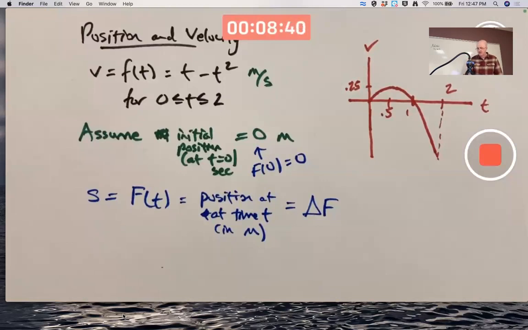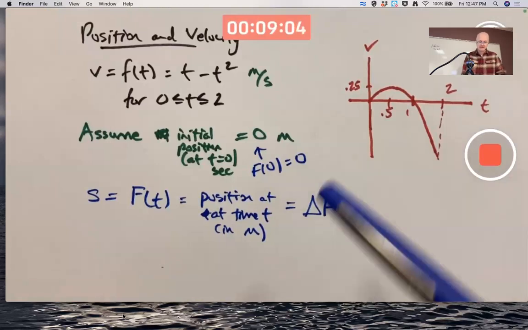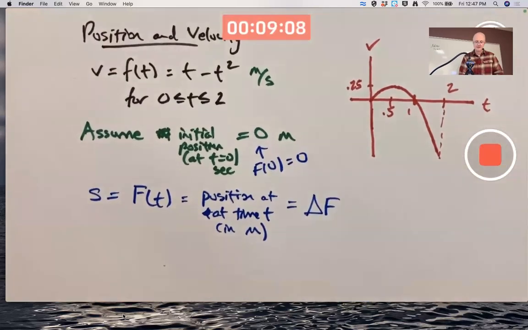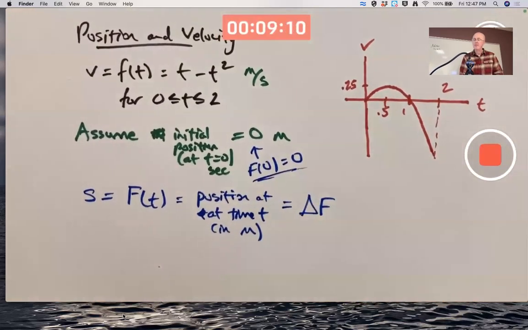If the ground is position 0 and I'm holding this ball, say 2 meters above the ground to start with, or maybe 1.5 meters, and I throw it upwards and it comes down and hits the ground, its change in position is negative because it ended lower than it started. But the final position is 0 because the ground is height 0. But again, because this is true, then that's true. F of t is the same as the change in f, because f of 0 is 0.